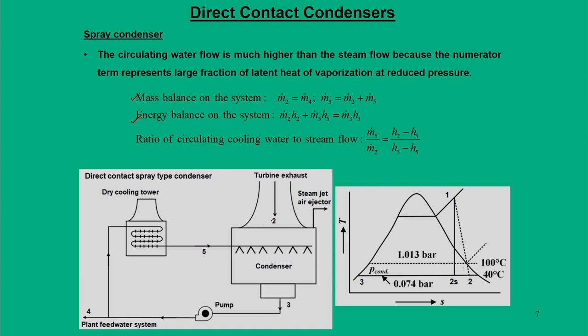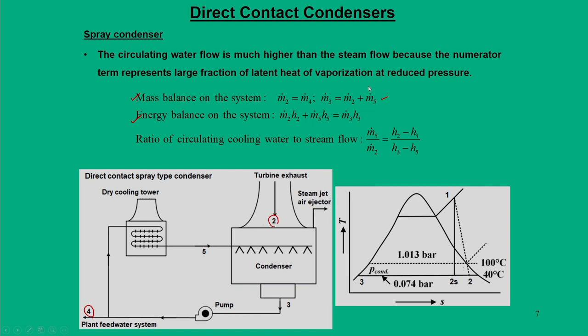Here we can see that m2 dot, which is the exhaust from the turbine, is equal to m4 dot, which normally leaves. Second, for the condenser, we can see that m3 dot is equal to m2 dot plus m5 dot; this is the mass balance. And the energy balance for this condenser can be written as m2 dot h2 plus m5 dot h5 is equal to m3 dot h3.